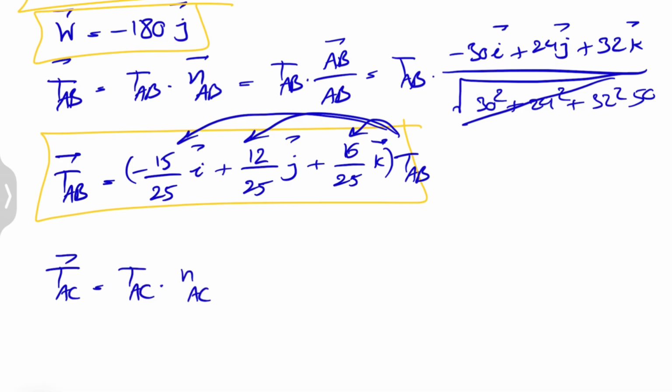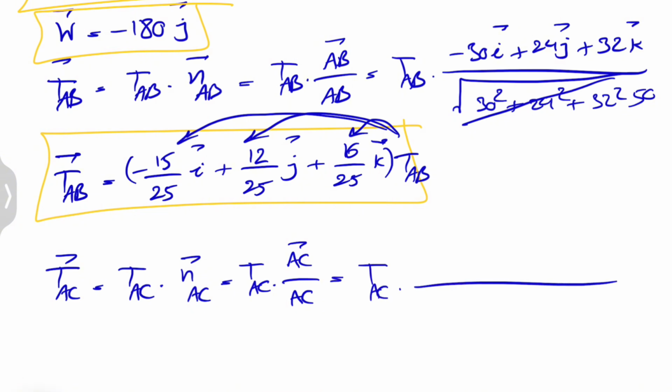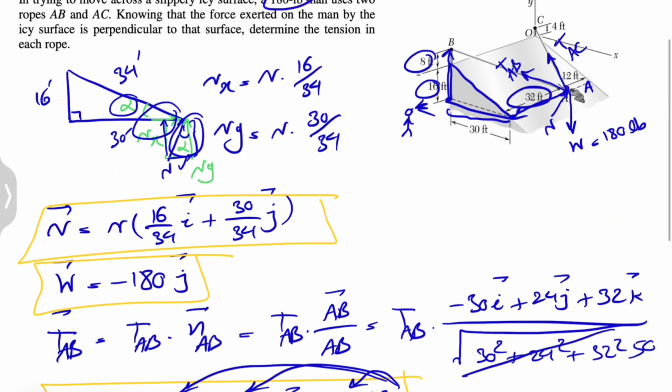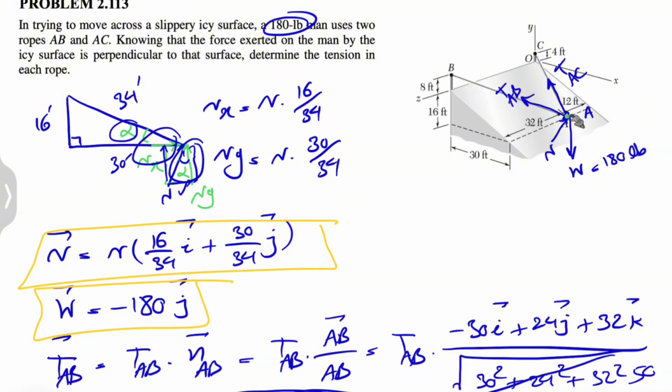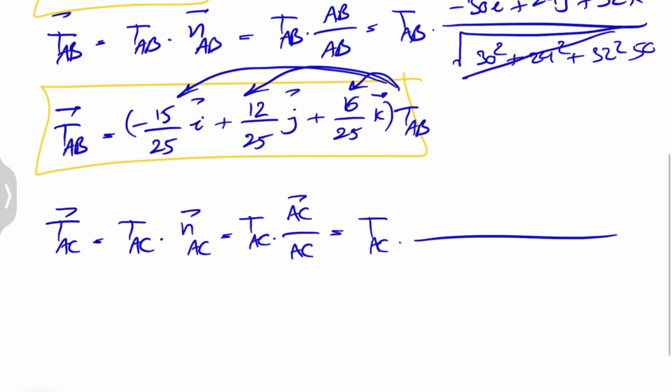So same thing, this time we have the unit vector of AC. So TAC times AC over the magnitude. So TAC times, let's see how we move from A to C. Just gonna clean up the figure and we can see a little bit better. So for AC, let's start with the X. And basically we have the same thing. We are moving in this direction toward X, which is 30, again along negative. So it will be minus 30i.